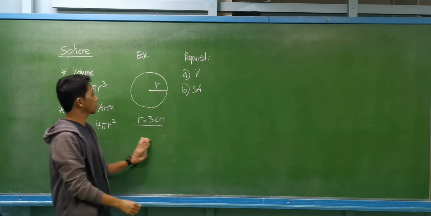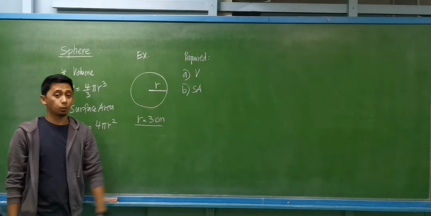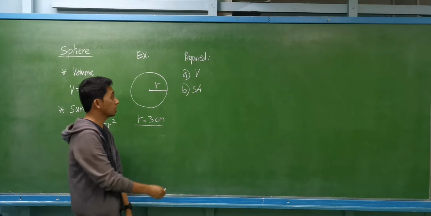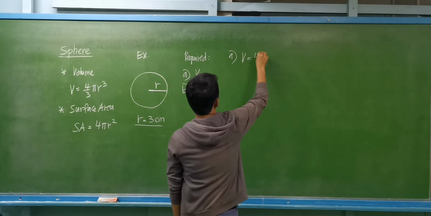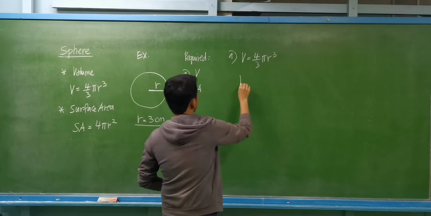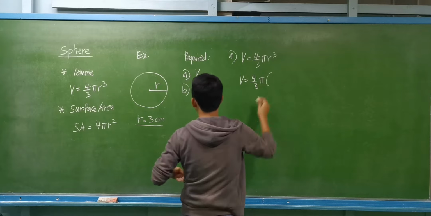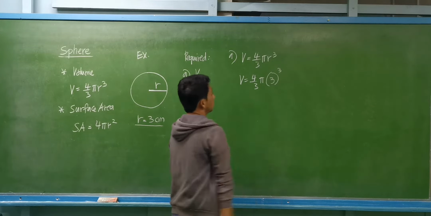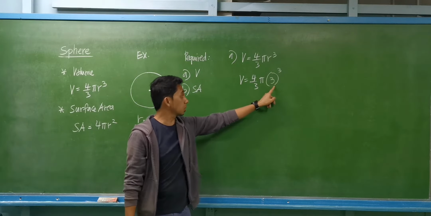Okay, so for our first example, we have a sphere with a radius of 3 centimeters. We are required to compute the volume and the surface area. So we have letter A, for the volume. This is equal to 4/3 pi times the radius cubed. So the volume is equal to 4/3 pi, with the radius equal to 3 centimeters, this is 3 raised to 3. So we may cancel one of the 3s. So this is the same as 3 squared.